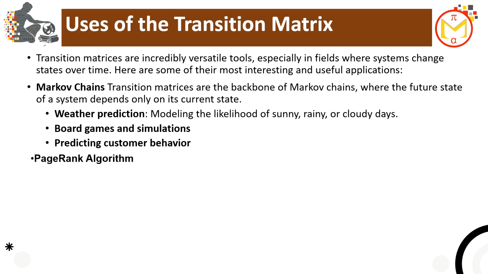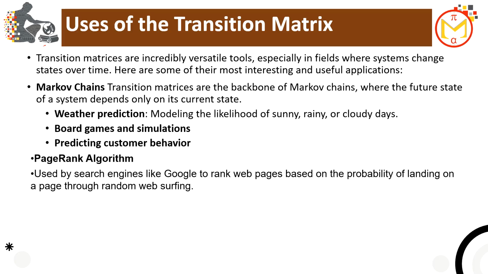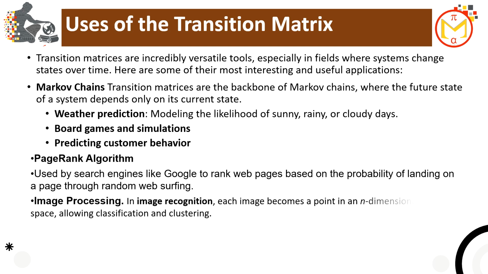It is also used in the PageRank algorithm. Transition matrices are used by search engines like Google to rank web pages based on the probability of landing on a page through random web surfing.